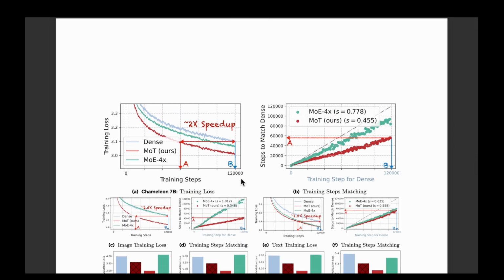So this is the training steps. Like we said before, 120,000 steps is what it takes for the dense transformer to converge, but the same training loss is achieved with mixture of transformers in just 60,000 steps. They have shown the same with the Chameleon 7 billion training loss. They have also shown that the training loss for mixture of transformers is much lower. When it comes to images, again, mixture of transformers has a much lower validation loss, indicating that it's definitely the go-to option when it comes to multimodal training.